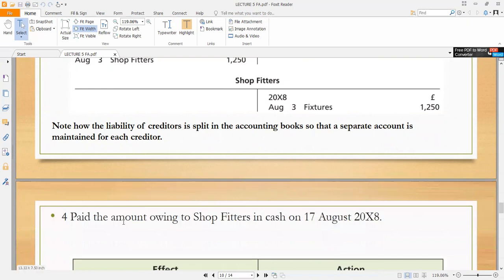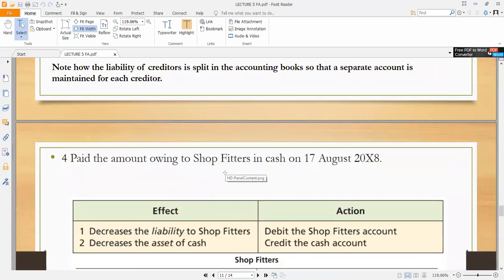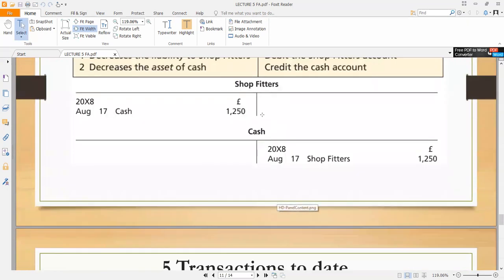Now, the fourth item, we are looking at the amount owing to the shop. On the 17th, as a business, we are now paying back. That will mean that it is going to decrease our liability, and it is going to decrease the assets of cash. Meaning that our liability is going to be decreased, and our asset of cash is going to be decreased, as you may have seen up there when we were crediting.